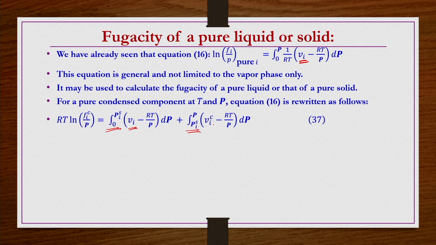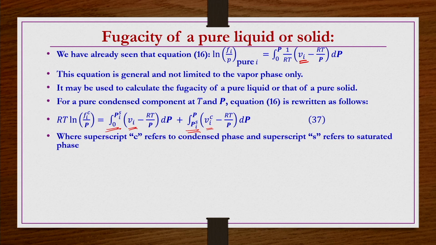So, for the condensed form, in place of Vi I am writing Vi^C, superscript C for the condensed phase, and everything else is the same. The only thing is that I am changing the limits from 0 to P into 0 to Pi^S and then Pi^S to P, because at Pi^S the saturated vapor is in equilibrium with the condensed phase, where superscript C refers to the condensed phase and superscript S refers to the saturated phase.